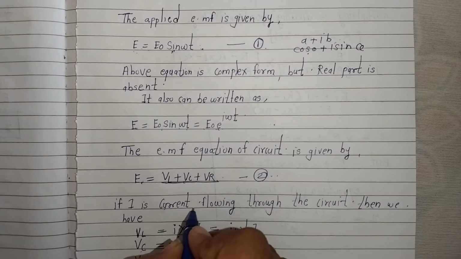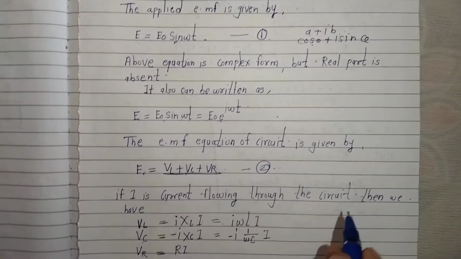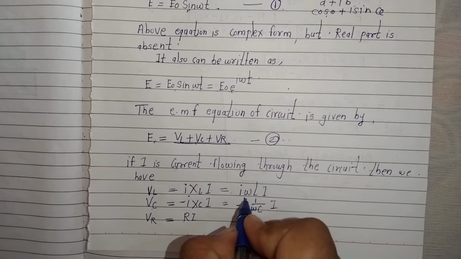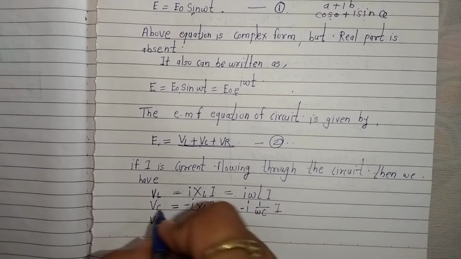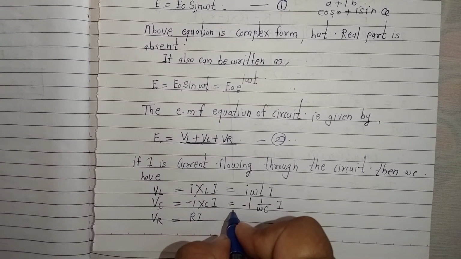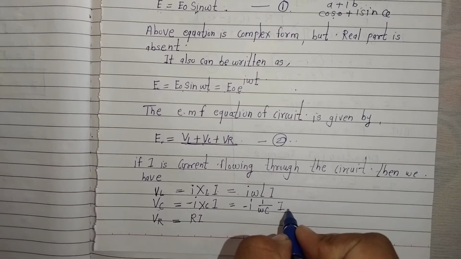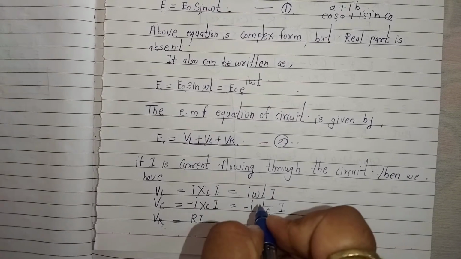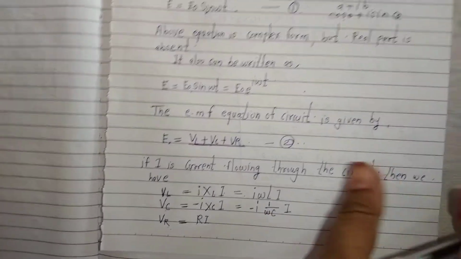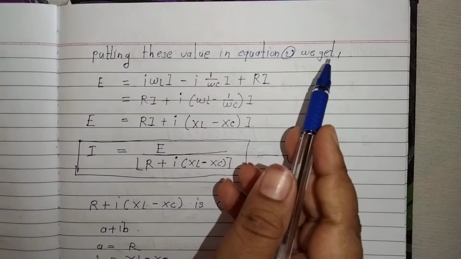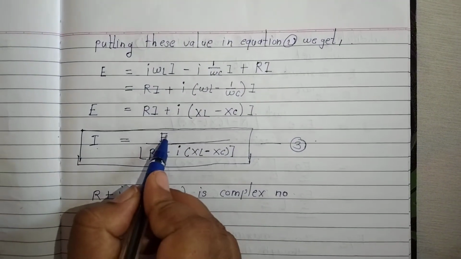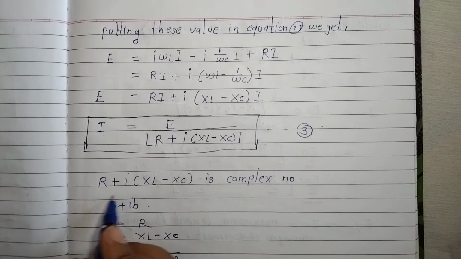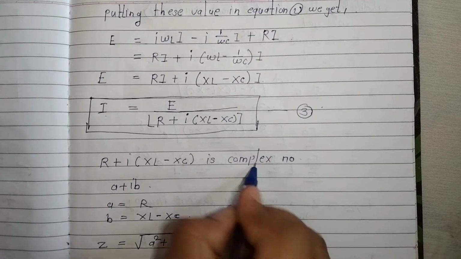If current I is flowing through the circuit, then we can write VL is equal to I XL, which is I omega L, VC is equal to minus I XC, which is minus I times 1 by omega C, and VR is equal to R I, which we saw in the last lecture. Putting these values in equation 2, we get I is equal to E divided by R plus i(XL minus XC), which is also a complex form.